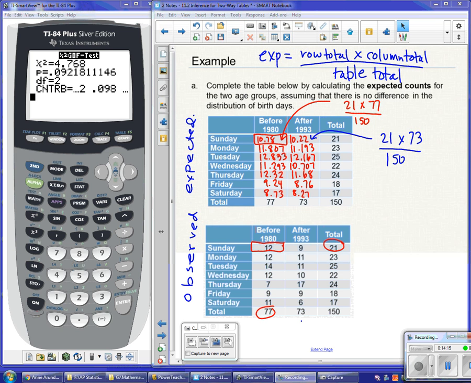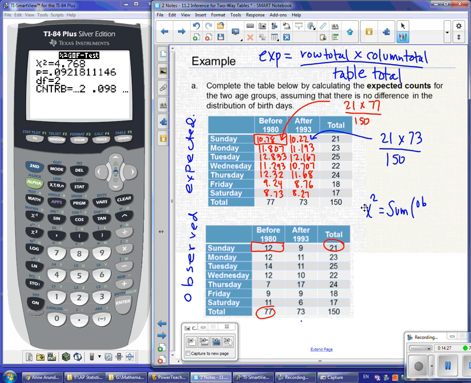And so if you think about what we would have to do now to compute my chi-squared test statistic, remember we said that chi-squared is equal to the sum of the observed minus the expected squared over the expected. And so what I would need to do is for every single cell, for example, if I'm looking at this first cell, I'd have to do 12 minus 10.78, square it, and then divide by my expected value of 10.78. And then I would add that to the next cell.